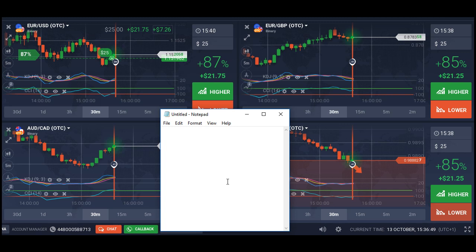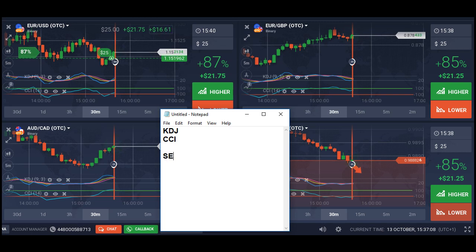I am Odeyemi Akinyemi. This is OTC market on IQ Option. I'm using inbuilt indicators, the KDJ indicator and the CCI, set to default. I also use them on the conventional forex market. They work so great.